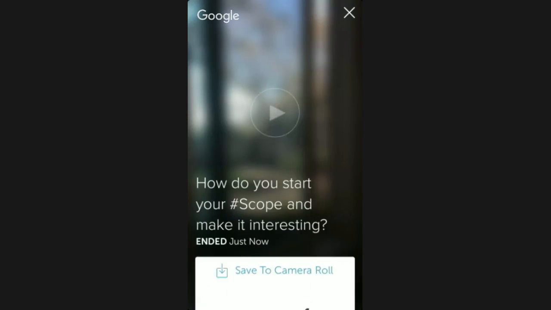There we go. So now it's going to show the details. As you can see on the little check mark, save to camera. Okay, and it says, how do you start your scope?